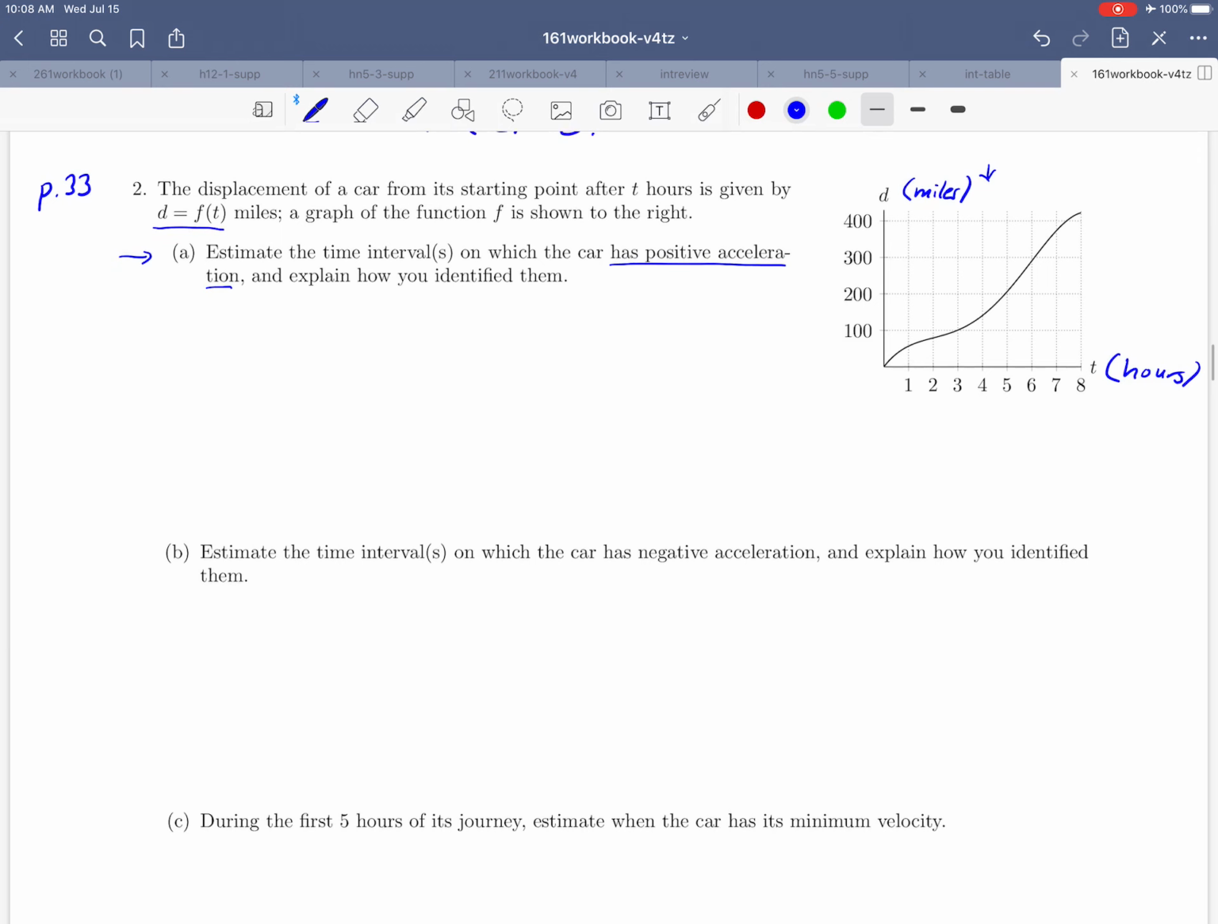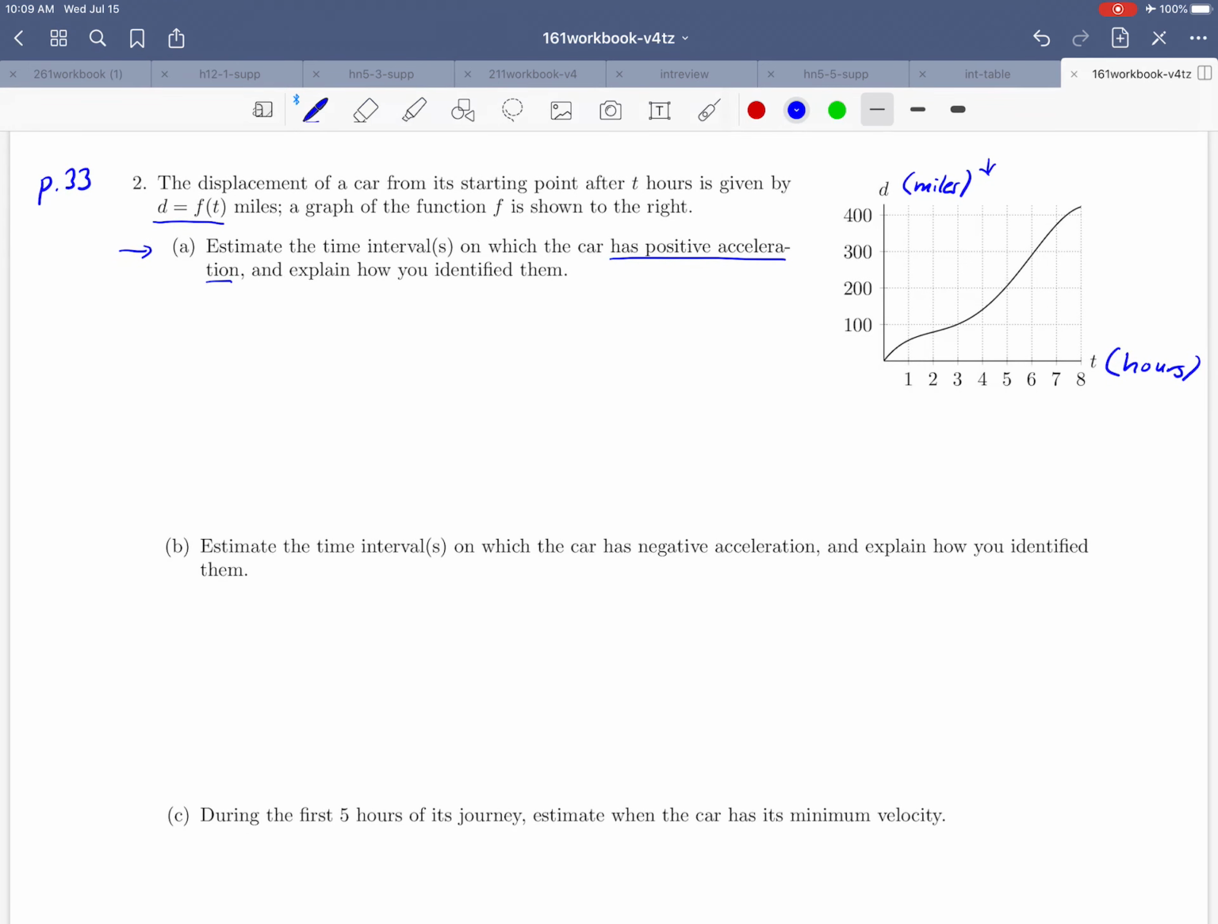Well, let's first remind ourselves what acceleration really is. It has to do with the rate of change. You might remember, and we talked about this before, that the first derivative of a position function is velocity. And acceleration is about the rate at which that velocity changes. It's the second derivative. So if we rephrase part A, it's asking us, where is the second derivative of this function positive? That would be a positive acceleration.